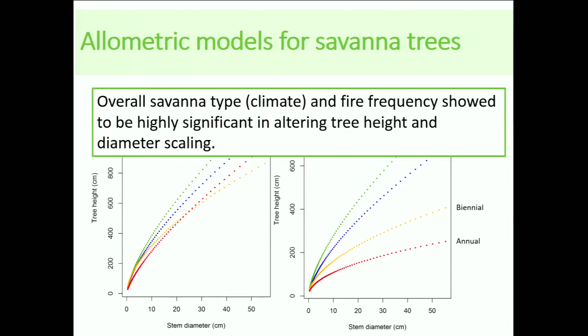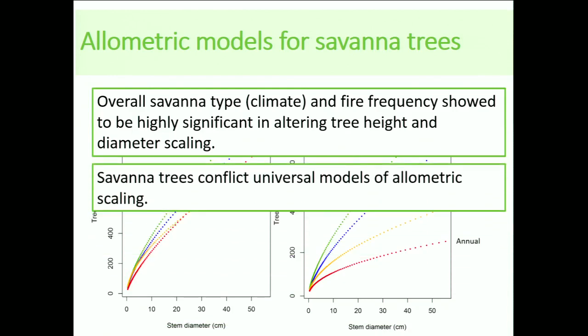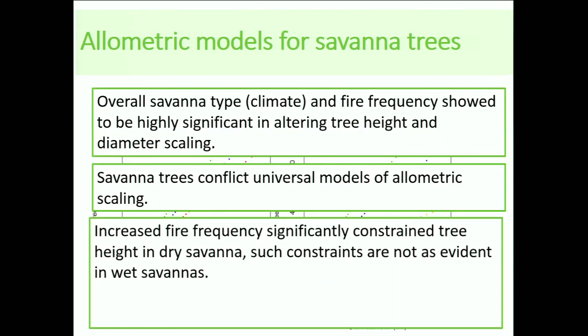this rudimentary difference between wet and dry savannas, and fire frequency, shows to be highly significant in altering tree height and diameter scaling. Often, savanna trees conflict with universal models of allometric scaling. Some of them do show this 0.66, but for some of the annual fires, there are really quite great differences. And increased fire frequency is significantly more constraining in dry savannas than in wet savannas. So we do have some variation in the wet savannas, but it's not entirely surprising that trees are a little bit smaller that are burnt every year compared to trees that aren't. But in the dry savannas, this difference is significant. Okay.